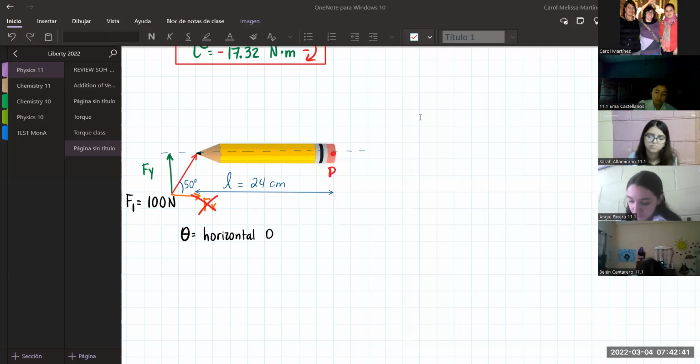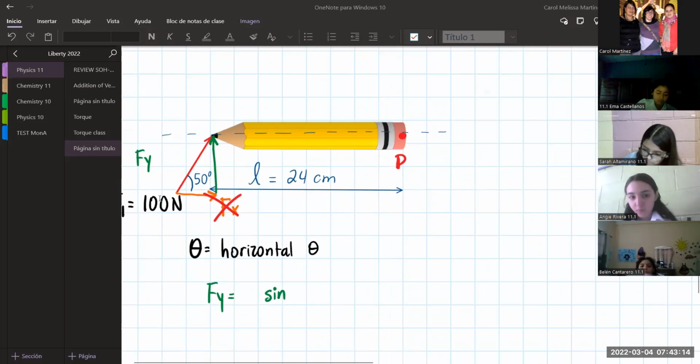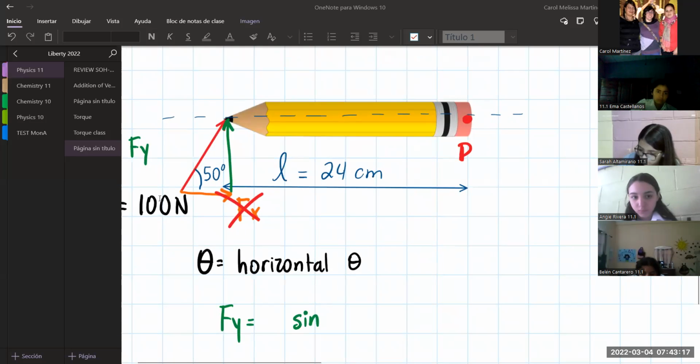If we have a horizontal angle, how can we get Fy? By using sine. If you don't want to do it like that, don't worry, okay? Take a look. This component from here, I can put it here. I can complete the triangle, and now you can see the position of Fy.